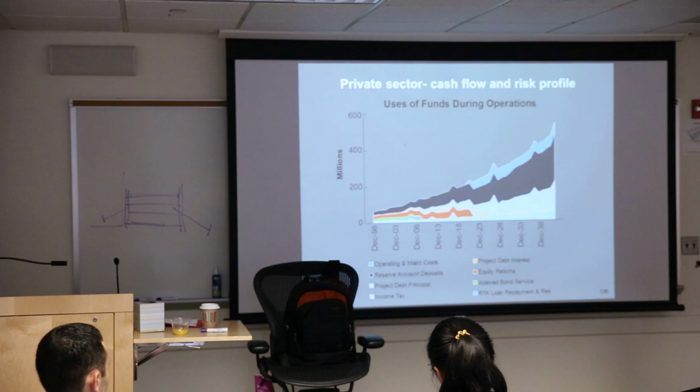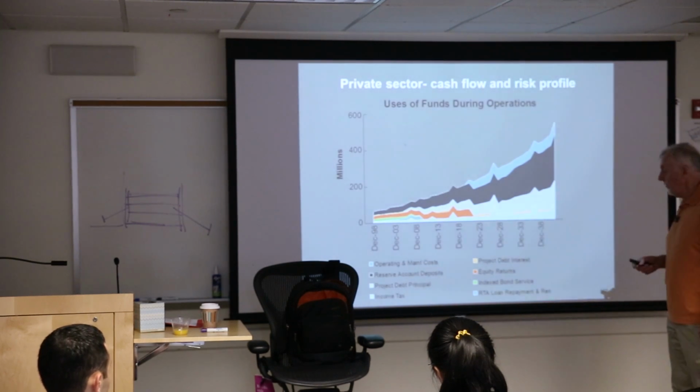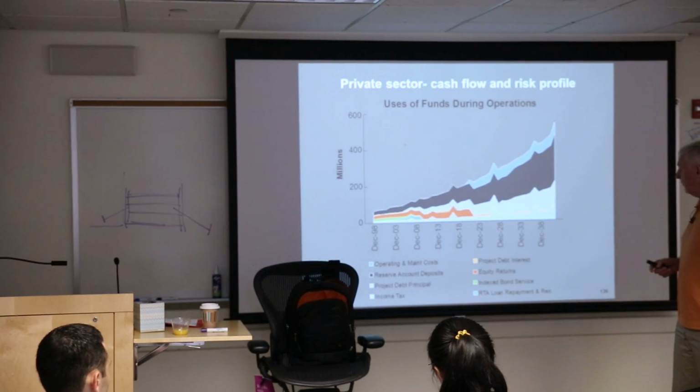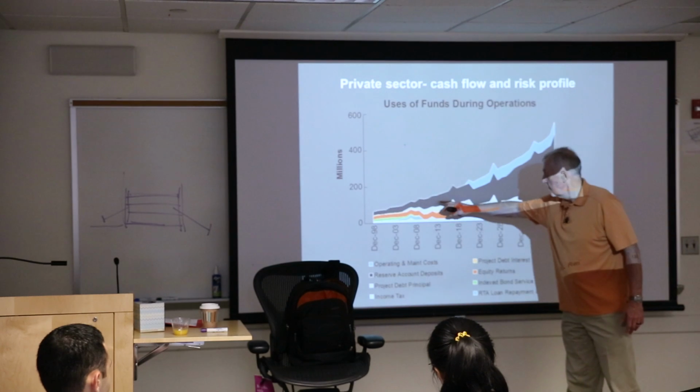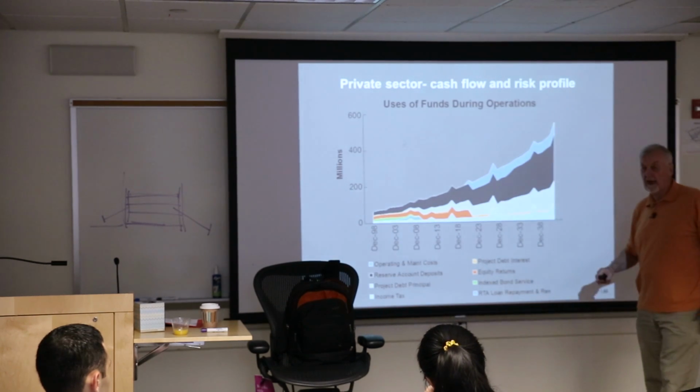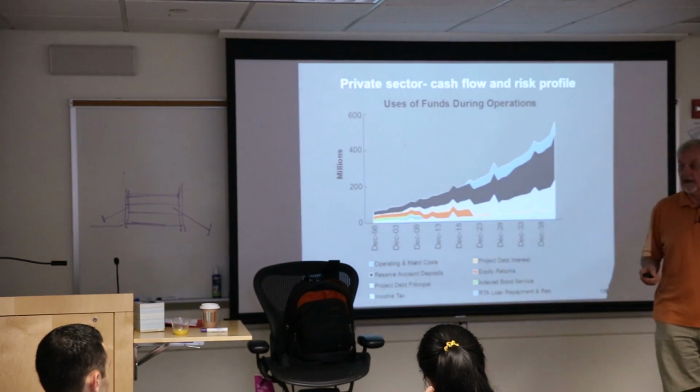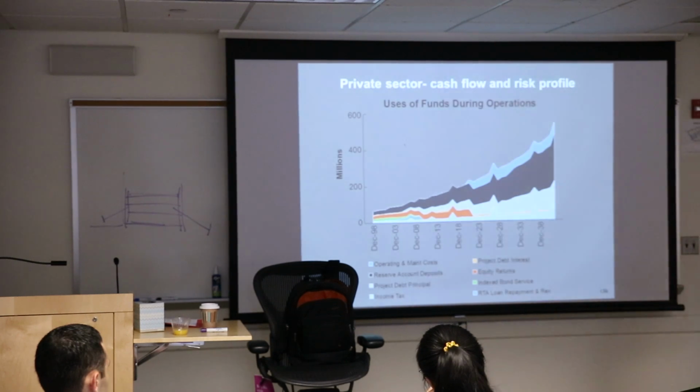This shows you, in light blue, the operating and maintenance costs. We've got a reserve account deposit here, and that reserve account is there to fix the building and keep it up to scratch. We've got project debt and principal. We've got income tax to pay. We've got project debt interest to pay. We've got equity returns, index bond service, and then we've got our loan repayment.